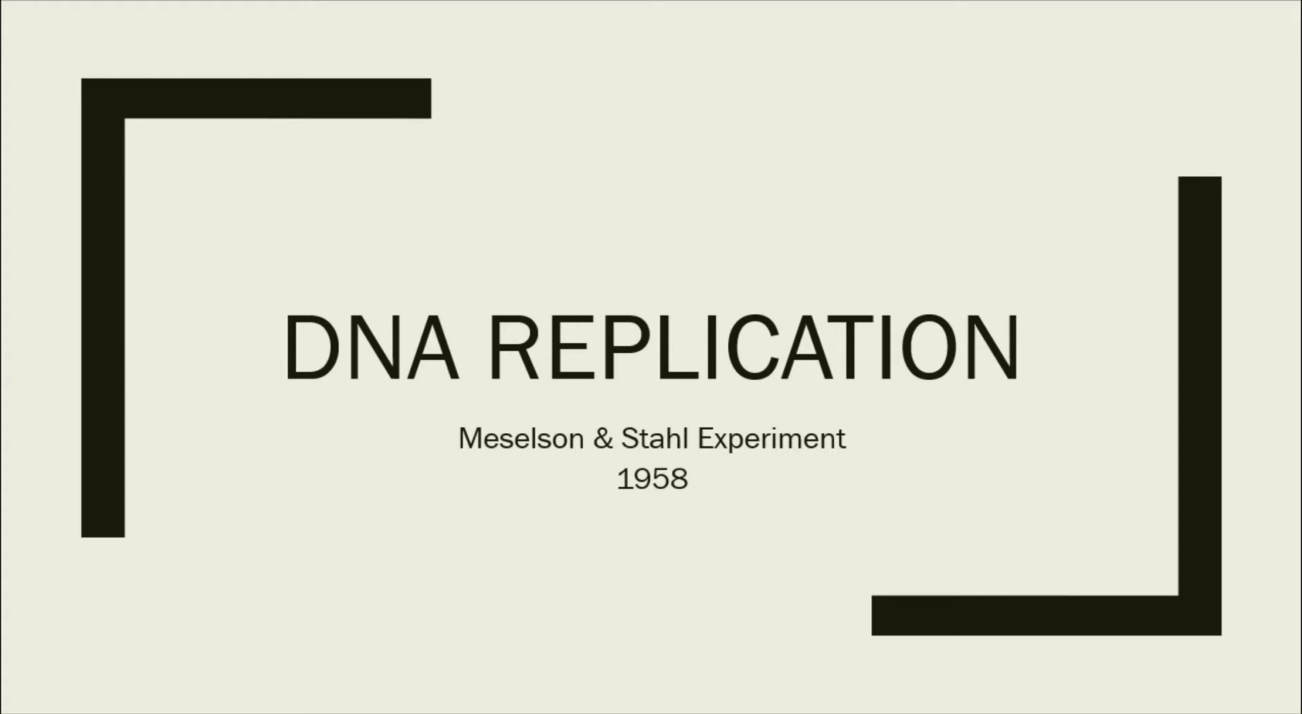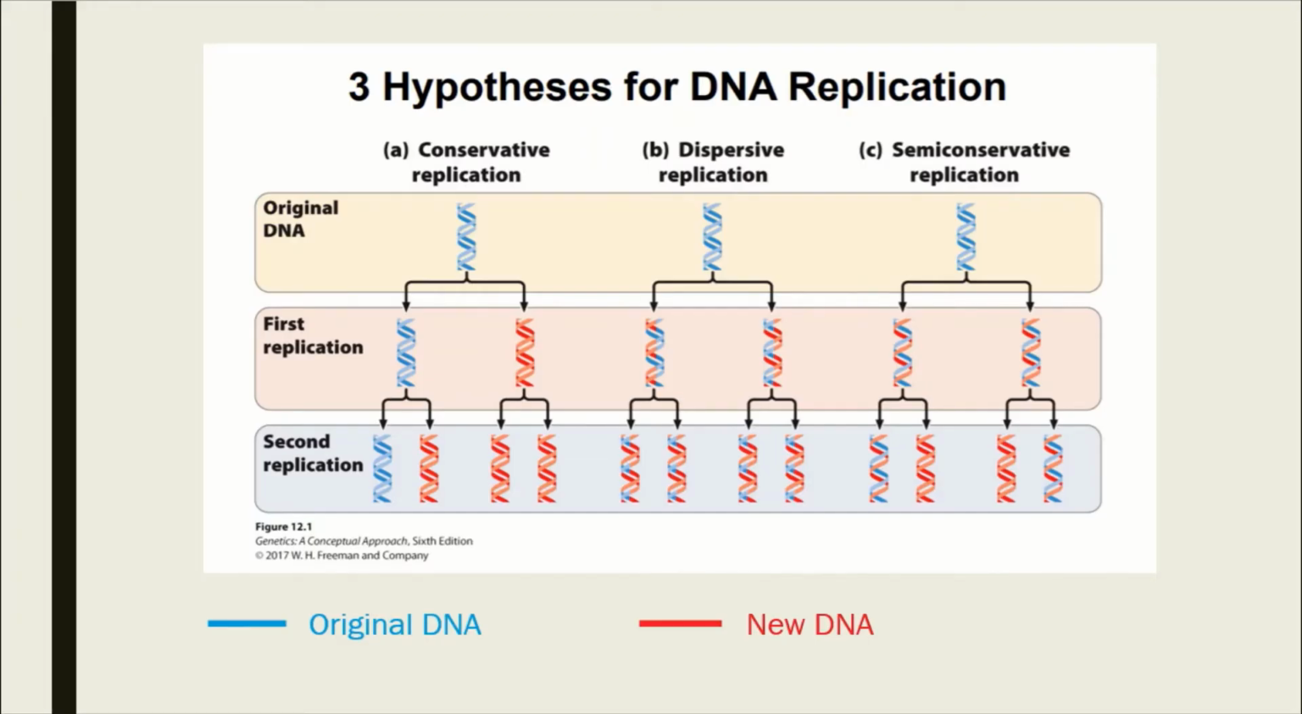In this video, we are going to talk about DNA replication and the experiment of Meselson and Stahl. When their experiment was conducted in 1958, 3 hypotheses for DNA replication had been proposed: conservative, dispersive, and semi-conservative.